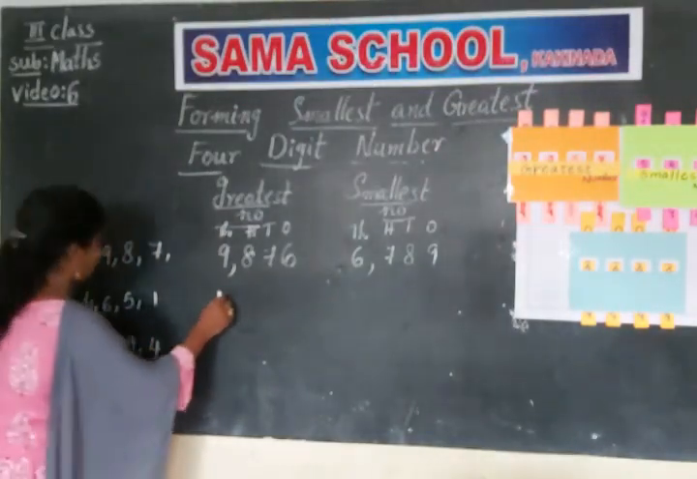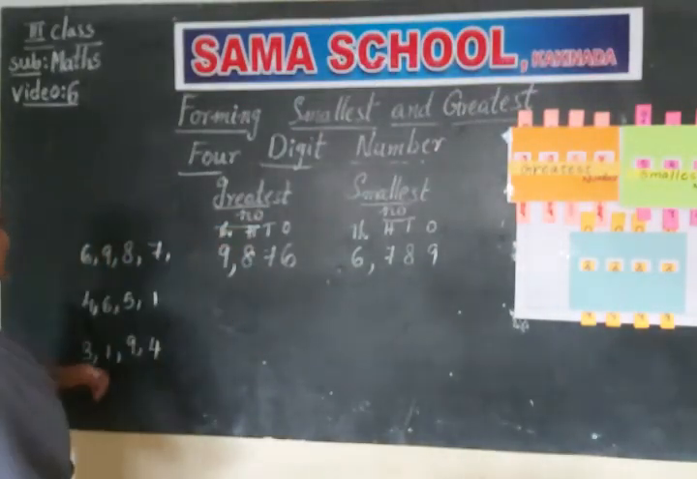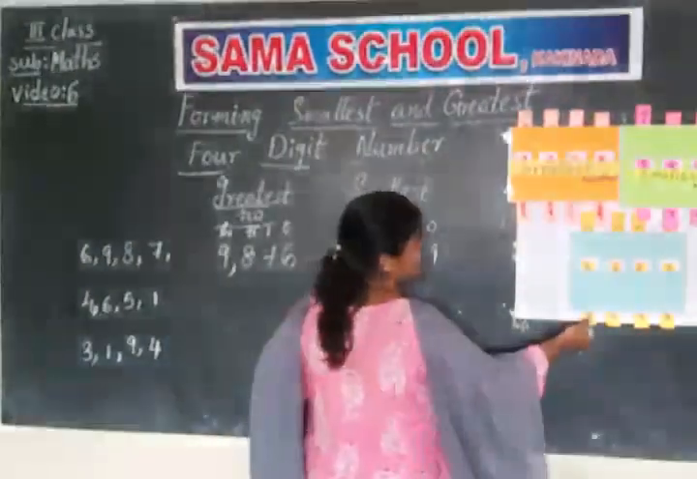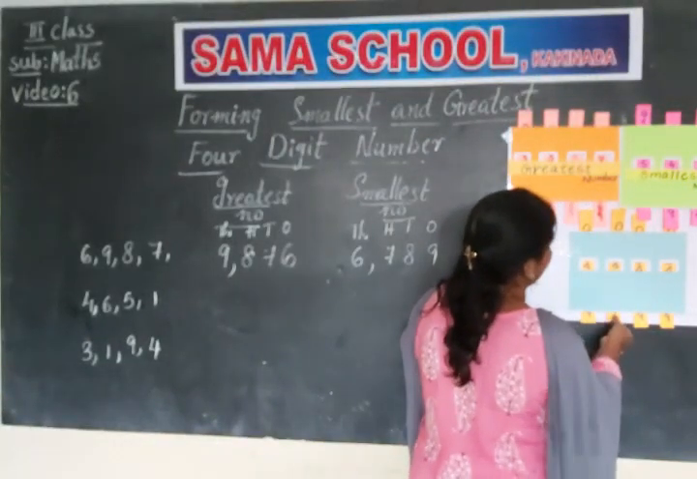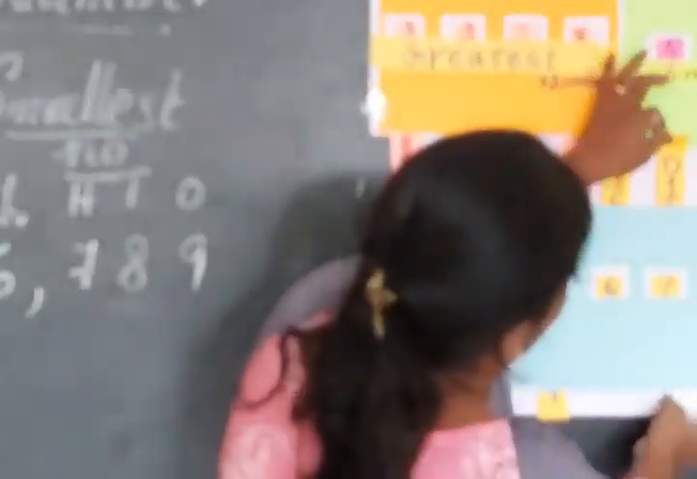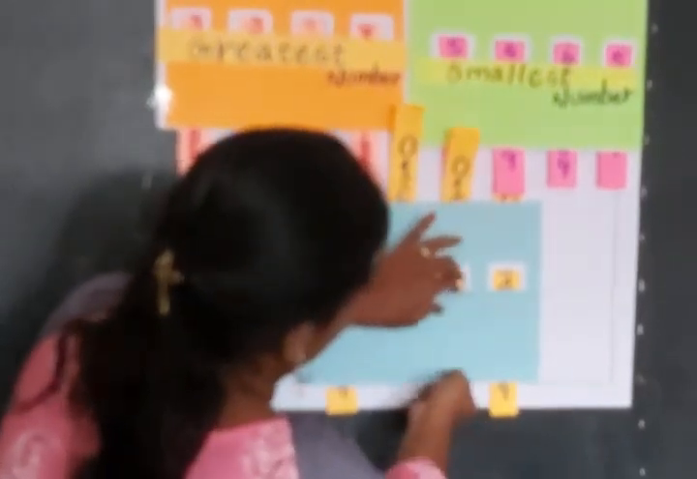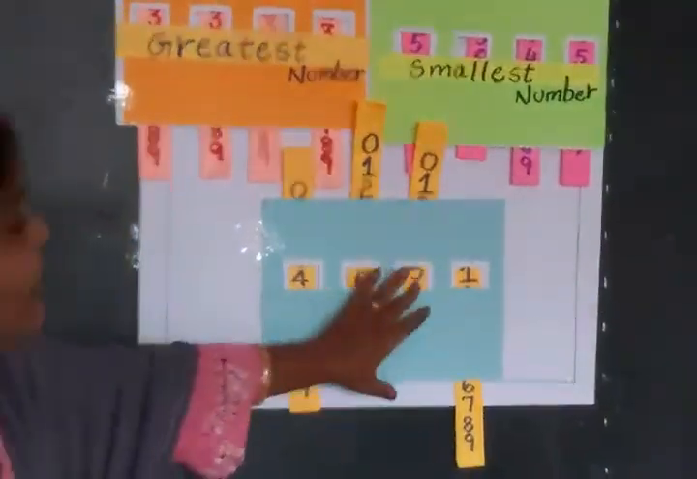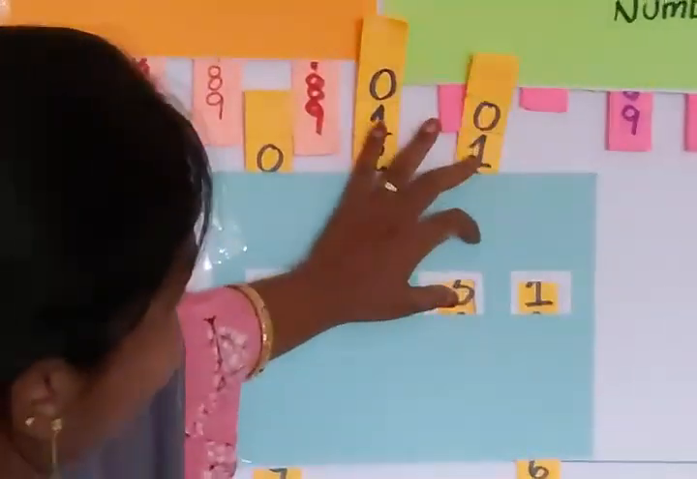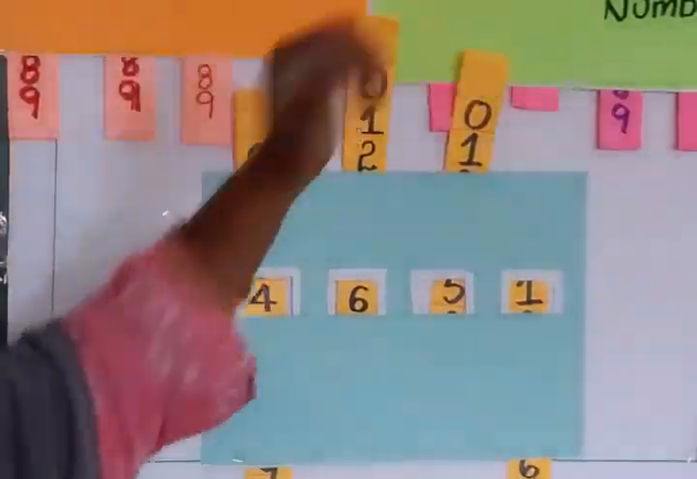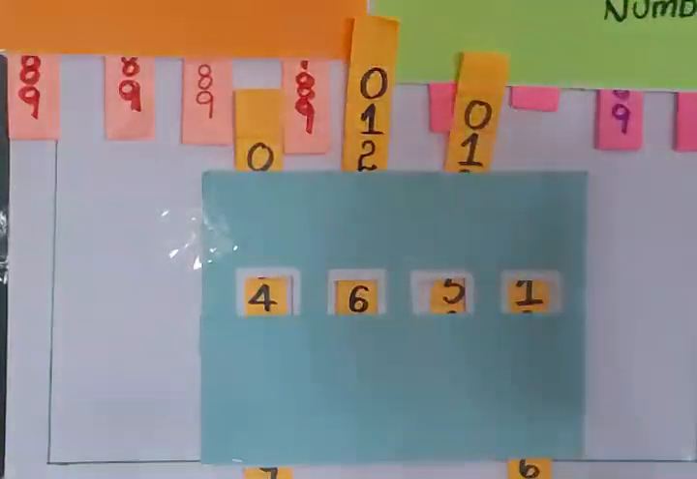Now come on. See, children, there also we can. What are the digits given here? 4, 6, 5 and 1. Come on, let's arrange here. 4, 6, 5 and 1. These are the given digits. Right? Now, let us frame the greatest and smallest numbers using the digits.